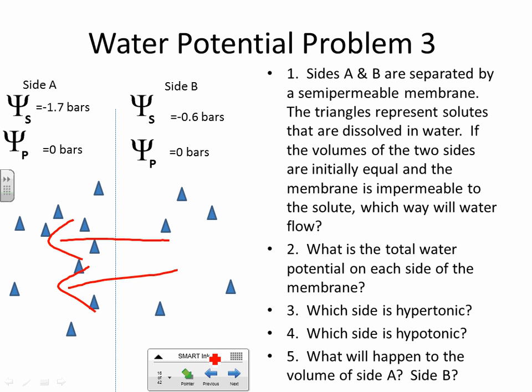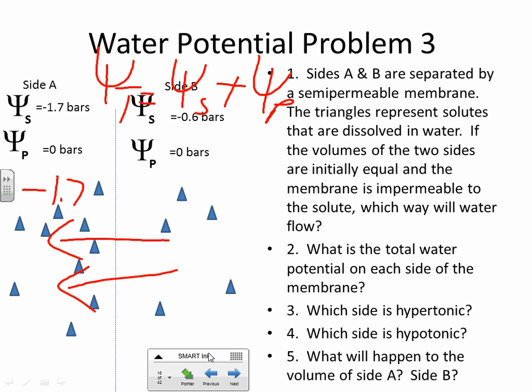What is the total water potential on each side of the membrane? Well, we know that the total water potential is equal to the solute plus the pressure. So over here we know that we've got negative 1.7 plus 0. So on this side it's negative 1.7, right? And over here, negative 0.6 plus 0.